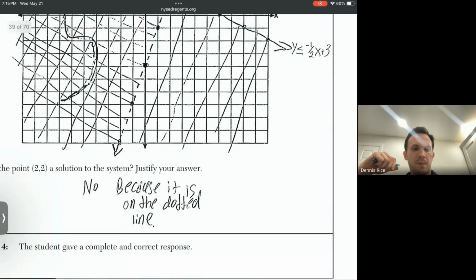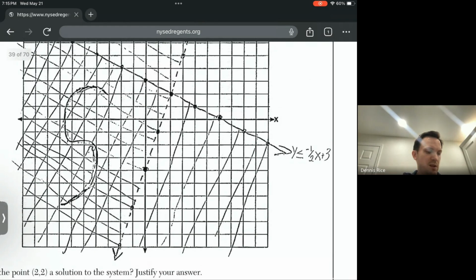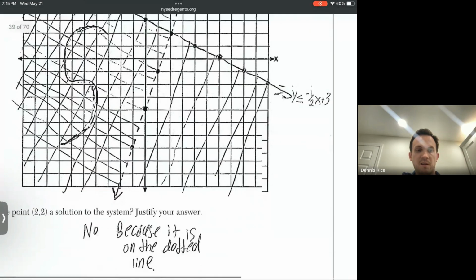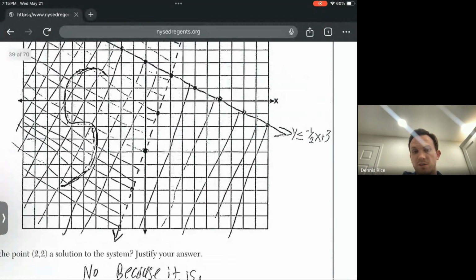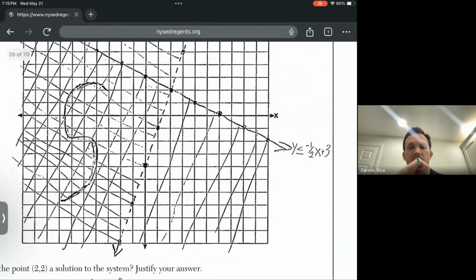Ooh. The person wrote, is 2 a solution? So 2, just to be clear, is where they intersect, but one of the lines is dotted. And they wrote no because it's on a dotted line. It's more of an explanation to be honest, but they are giving that full credit. Justify is usually more math-based evidence, like plugging it in and showing that it doesn't work. But there's a little bit of an overlap, so you can use words there.